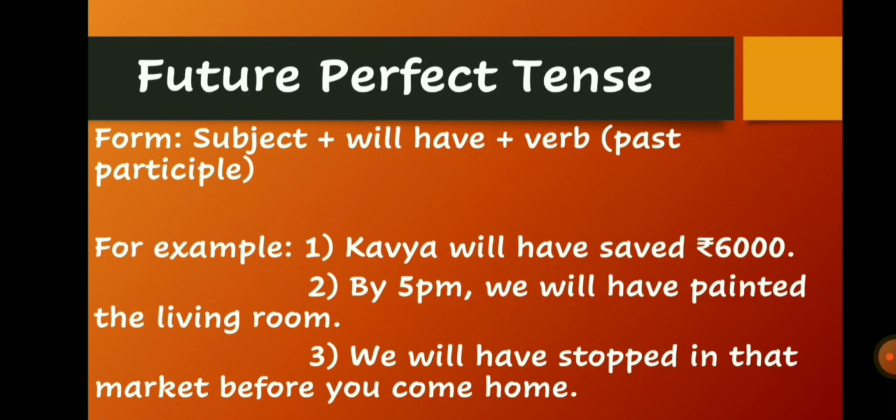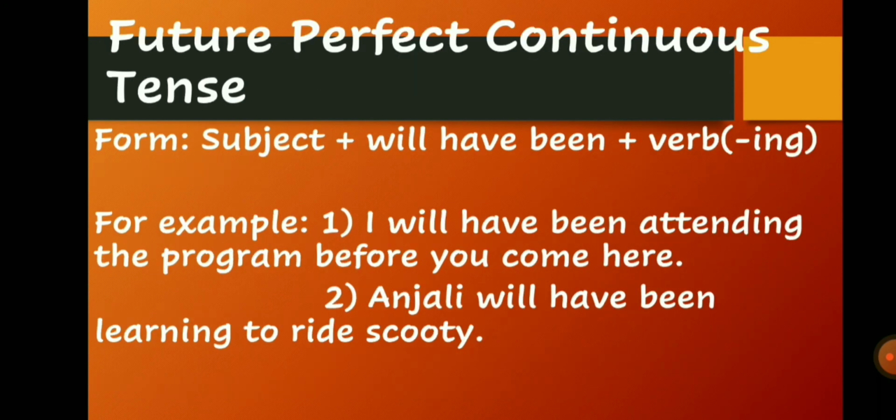Now we will study the fourth aspect of future tense, that is future perfect continuous tense. Future perfect continuous tense refers to ongoing action in the future. The form of the future perfect continuous tense is subject plus will have been plus verb in ing form. For example, I will have been attending the program before you come here.